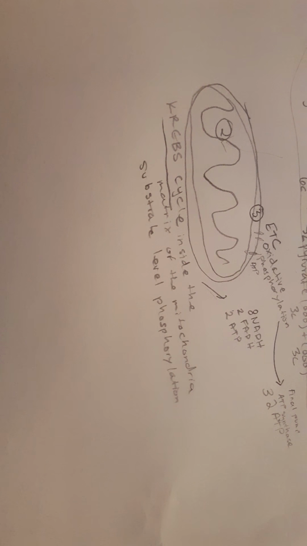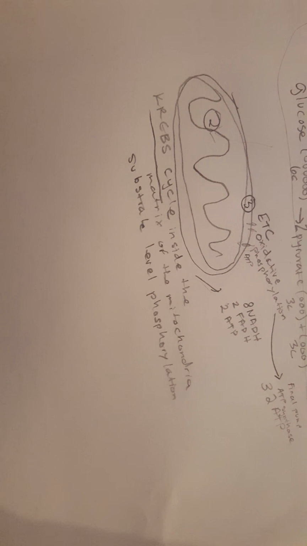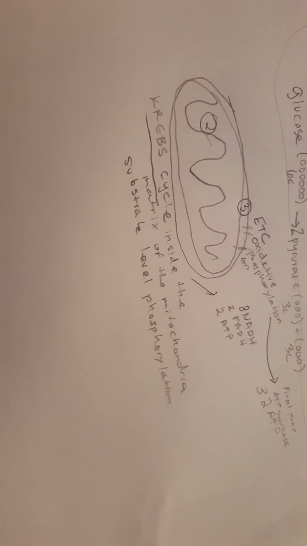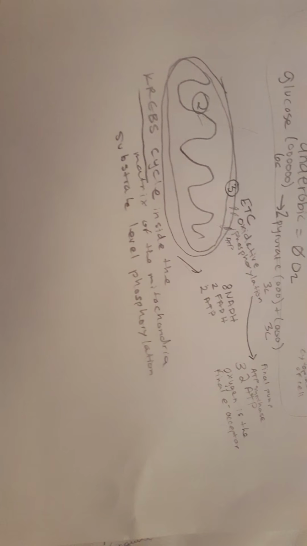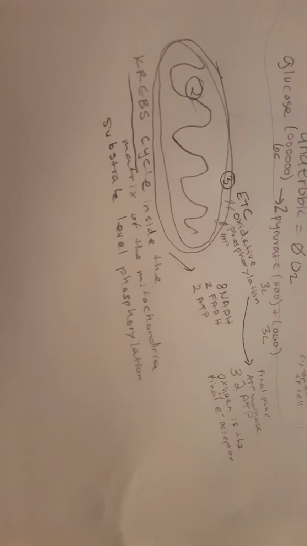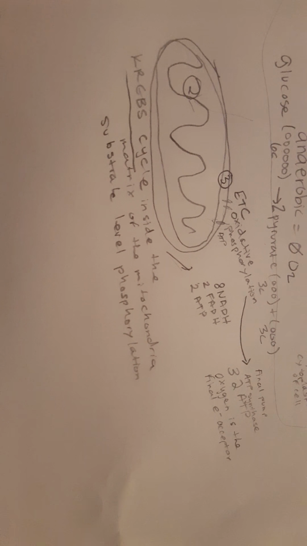Any other important information? So oxygen accepts hydrogen at the end. So make sure you know that oxygen is the final electron acceptor. So oxygen is the final electron acceptor, and that is all.